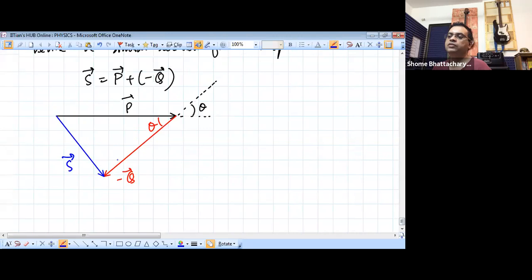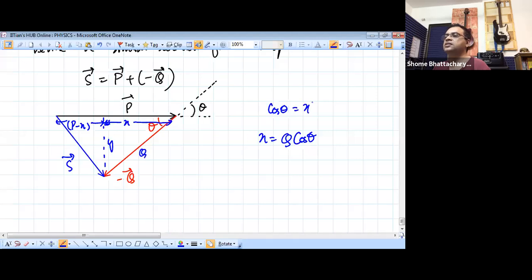Now in this operation, how will we find this side? Again the same thing. Drop a perpendicular here. So drop a perpendicular. Suppose this is X. So this side will become how much? It will become P minus X because the whole base was P. And this side is Y. So again, X is how much? X is Q cos theta, because cos theta in this triangle, you can see, is X by Q.